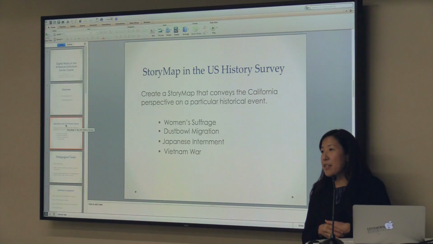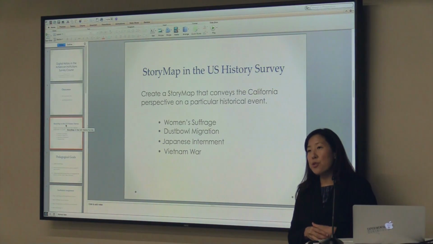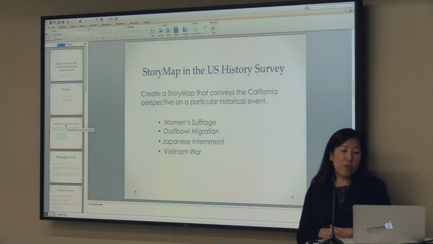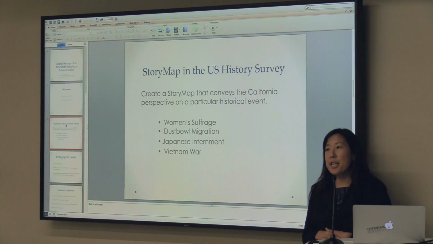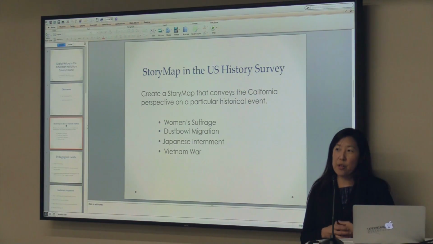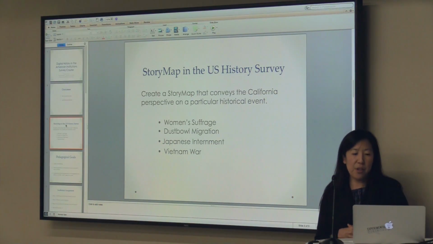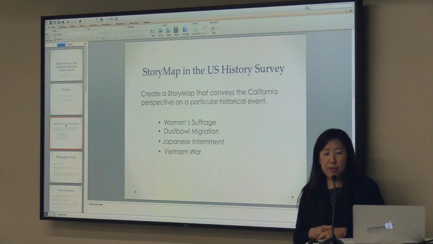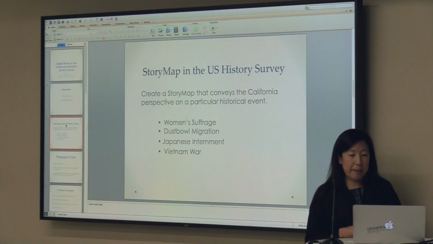Okay? So in this undergraduate U.S. history survey class, my students were required to use StoryMap.js to create a presentation that conveyed the California perspective on a particular historical event. Now, students had a wide range of topics to choose from, but most of our students chose the following 4 topics: women's suffrage, the Dust Bowl migration, the Japanese internment, or the Vietnam War.